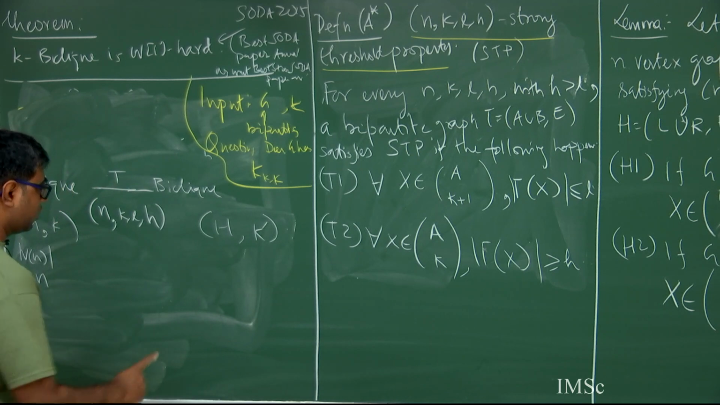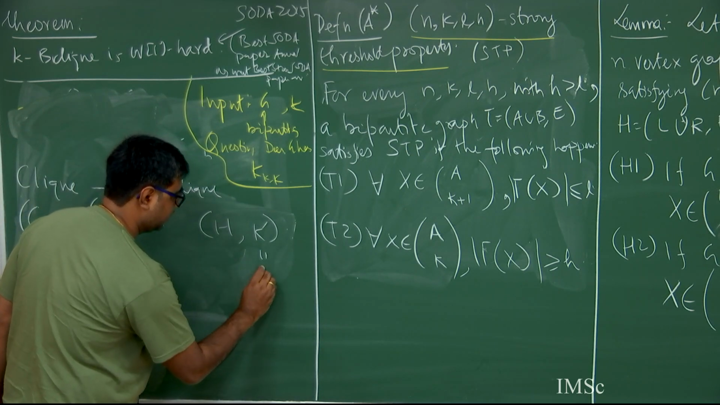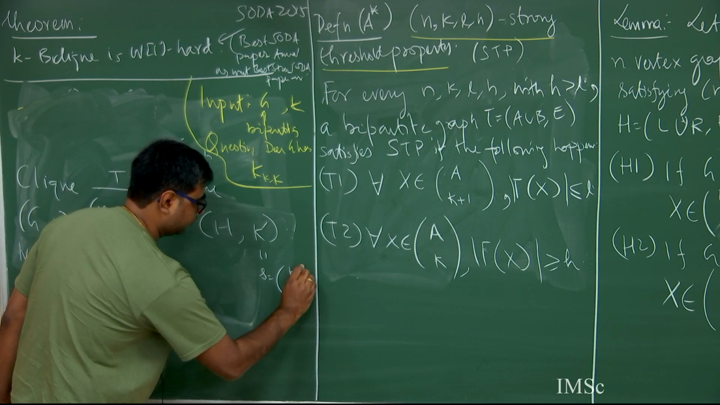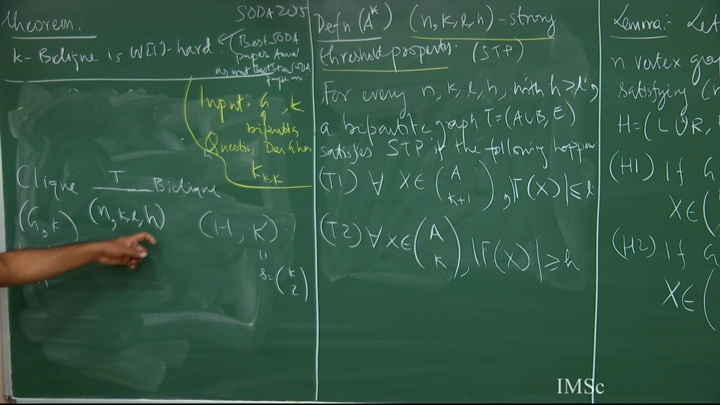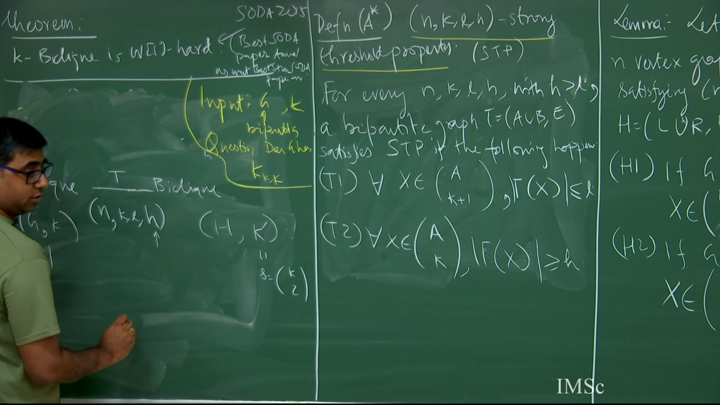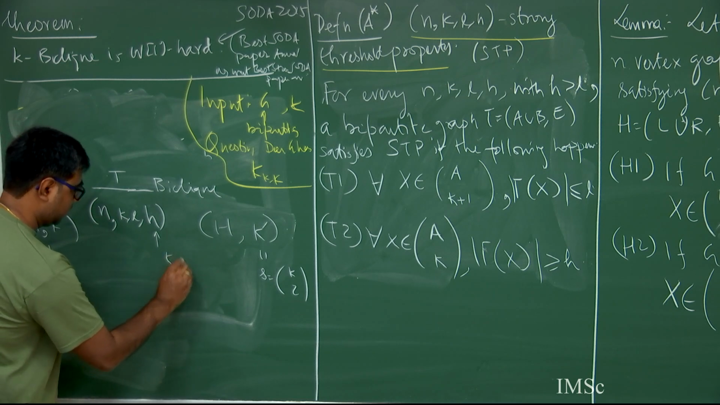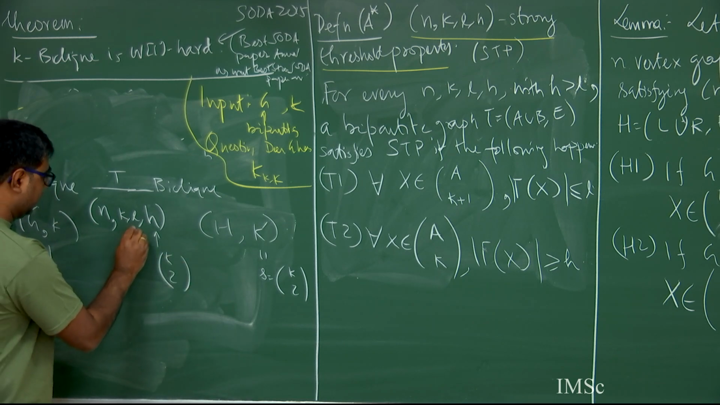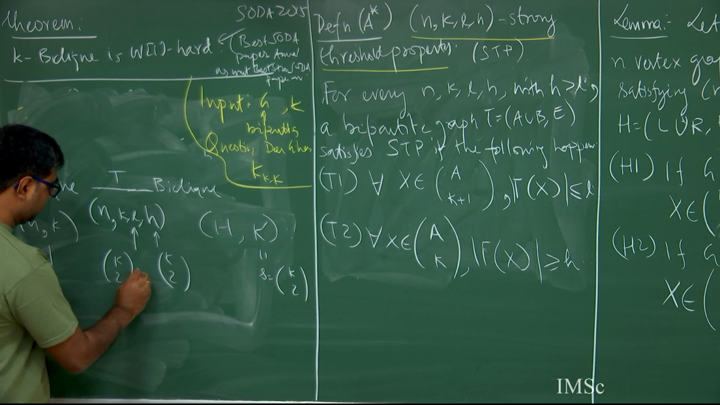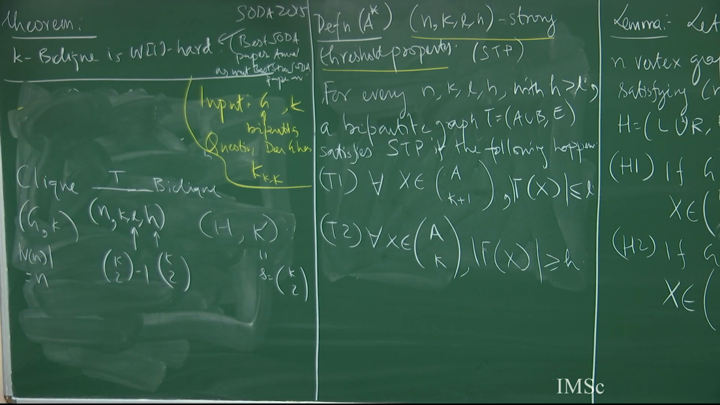Okay, so k prime I'm going to set equal to S, which is k choose 2. H I'm going to set k choose 2. L I'm going to set k choose 2 minus 1. Okay, now I'm telling you that we are done. With this setting of parameters, we are done.